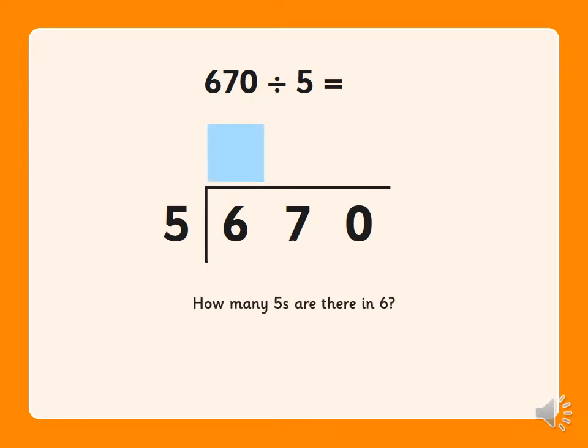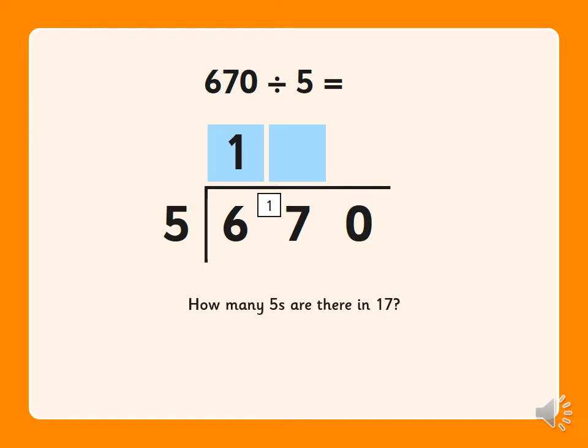Okay, well done. After setting it out, the first thing we do is work out how many 5s go into the first number, which is 6. How many 5s are in 6? 5 goes into 6 one time, because when we count up in 5s, you go 5, 10, and 10 is too big. So 5 goes into 6 once, and then we have 1 left over. The 1 that's left over is given to our neighbor, which is the 7. That gives us 17.